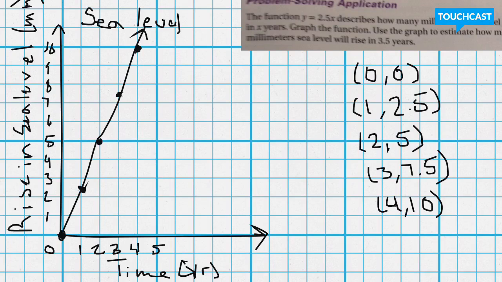So now that we have done that, we were asked to use this graph to estimate how many millimeters the sea level will rise in 3.5 years. So we will go to 3.5 on our x-axis and draw an arrow up to the graph of our function, and then we will draw an arrow over to our y-axis. So this looks like it is roughly 8.75. So what we can say is that in 3.5 years, the sea level will rise about 8.75 millimeters.